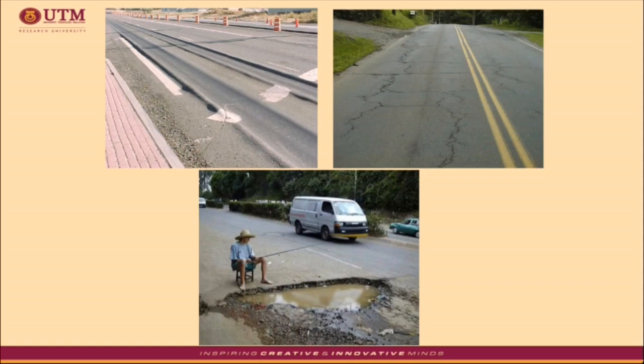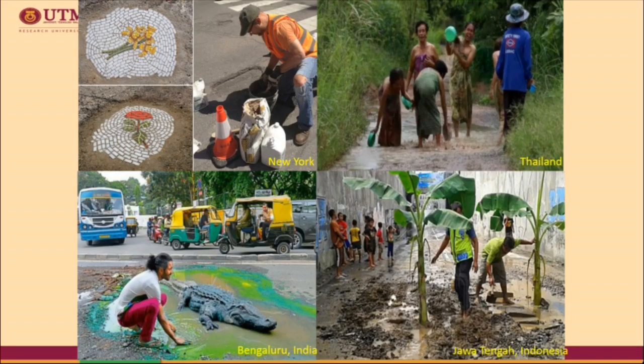These photos describe how people around the world are addressing the issues of potholes in their own ways. This is to highlight how severe the problem is and that something must be done by the local authorities, and one of the alternatives is through asphalt modification.